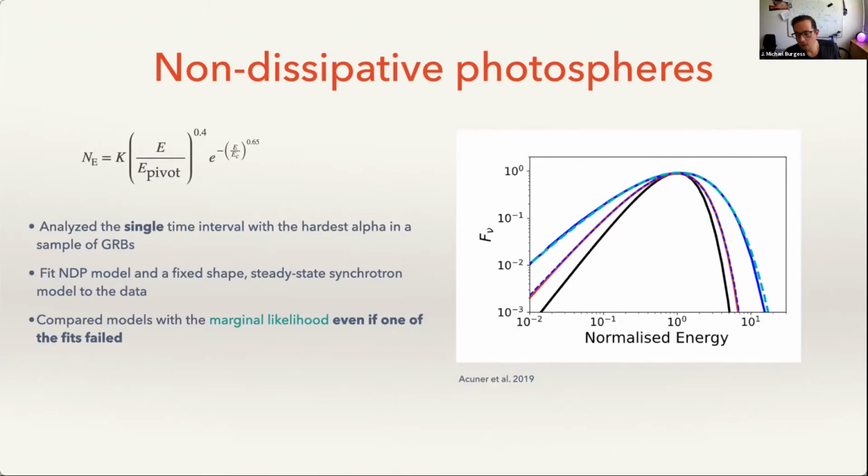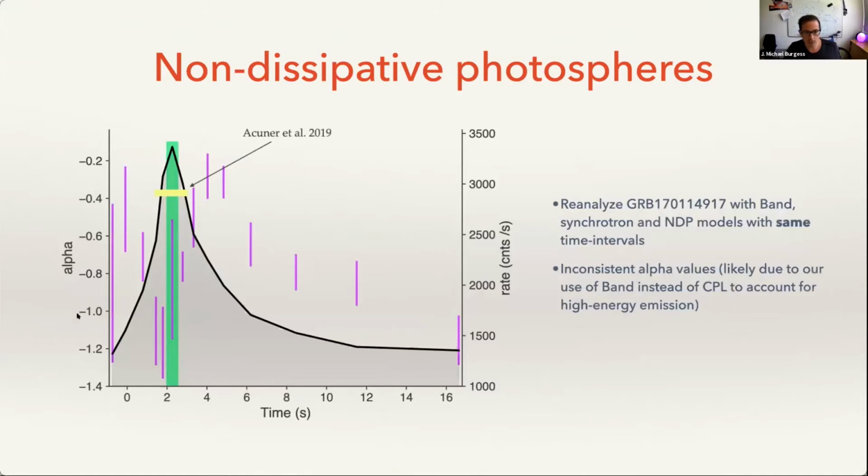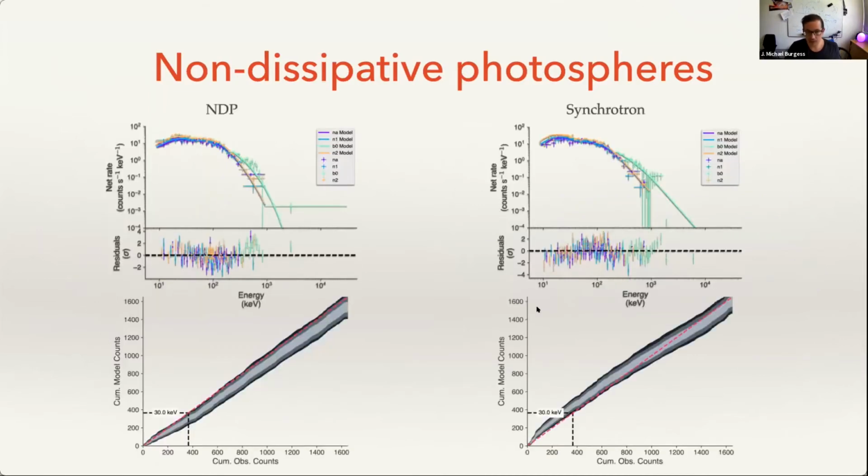Okay, so what does that mean? Let's just go ahead and repeat that. In that study, they also fit a simpler synchrotron model and did model comparison between them. So we took one of these GRBs, GRB 170114917, and we first fit it with the Band function and determined the alphas. Now we get a different alpha with the same data, same time intervals than they did, but this was the interval they claimed had the hardest alpha. This was their value, this is ours. So let's fit this non-dissipative photosphere model and our synchrotron model, and let's look at what happens.